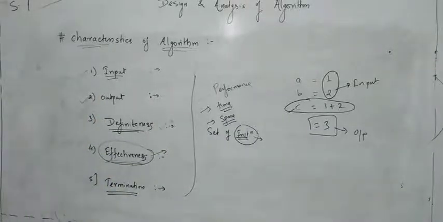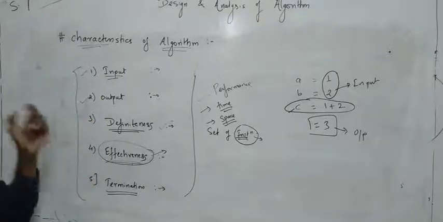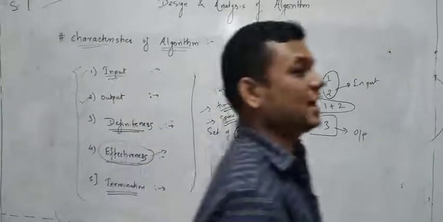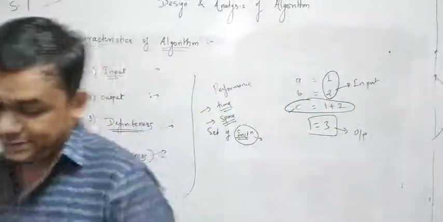Then next, in that specific lecture we also discuss characteristics of algorithm. There are 5 different types of characteristics.